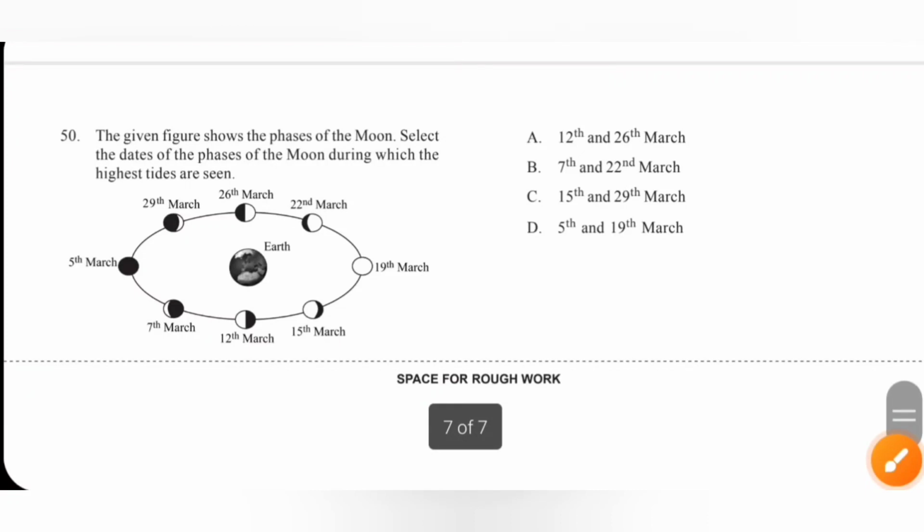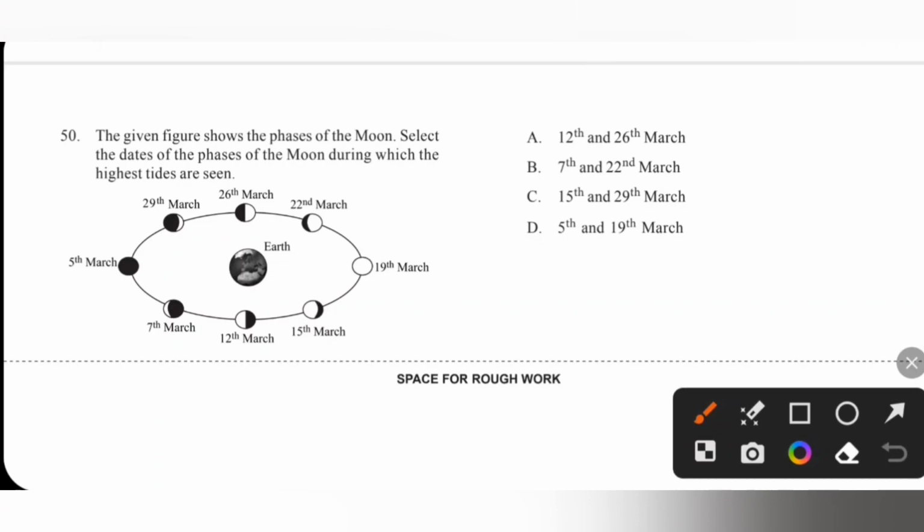50. The given figure shows the phases of the moon. Select the dates of the phases of the moon during which the high tides are seen. The intensity of tides varies with the phases of the moon. The high tide occurs at the time of new moon and full moon. The given figure shows new moon is on 5th March and full moon is on 19th March. So high tides are seen on 5th and 19th March. So option D is the correct answer.